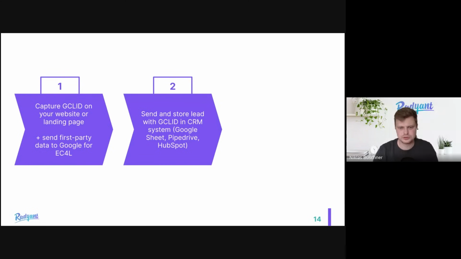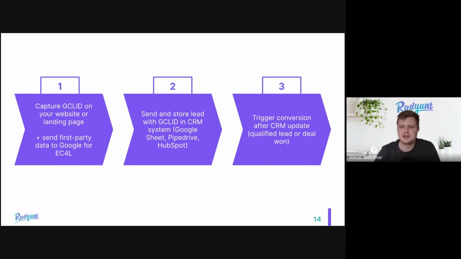CRM system could also be Google Sheets, so you don't have to use Pipedrive or HubSpot. It's totally fine also to use Google Sheets, which we will also cover in a second, but this is important. It might seem trivial, but you need to send this lead and to store it with the Google Click ID in some sort of CRM system.